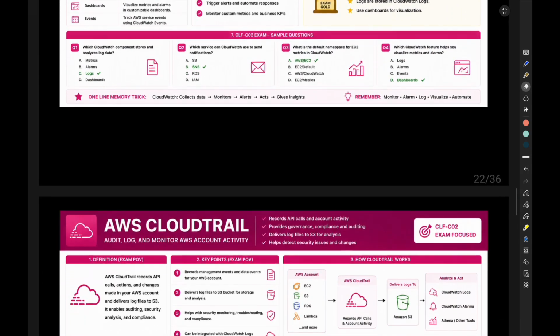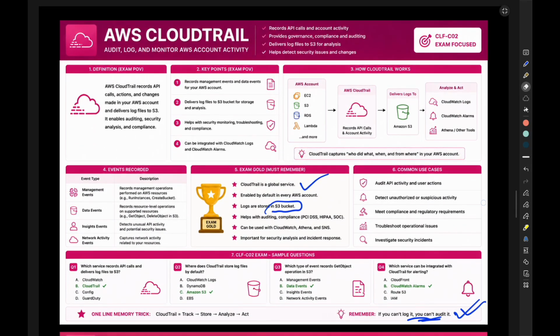Let's move to AWS CloudTrail. CloudTrail is AWS's auditing and governance service. The definition says CloudTrail records API calls and account activity within AWS. In simple words, CloudTrail answers who did what, when they did it, and where they did it from.